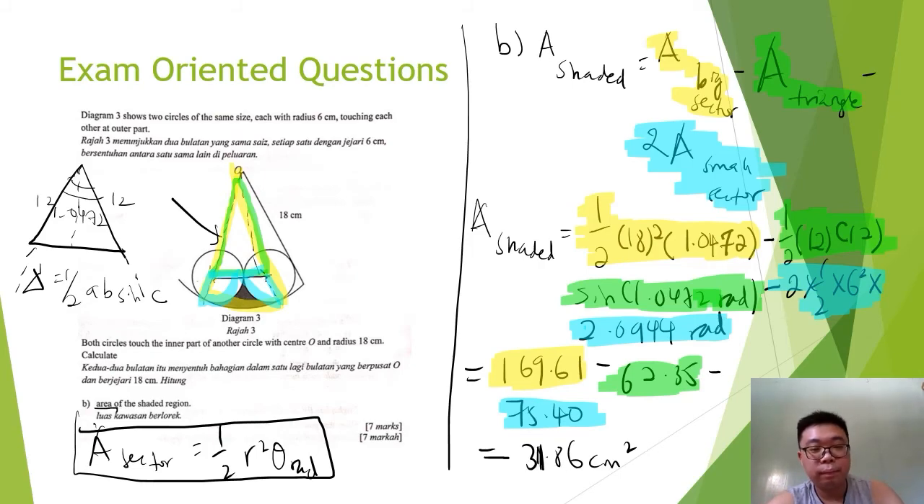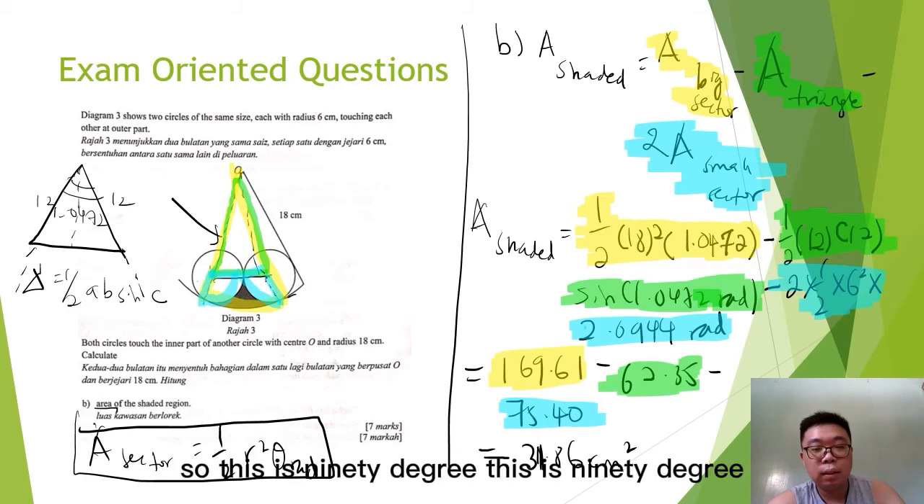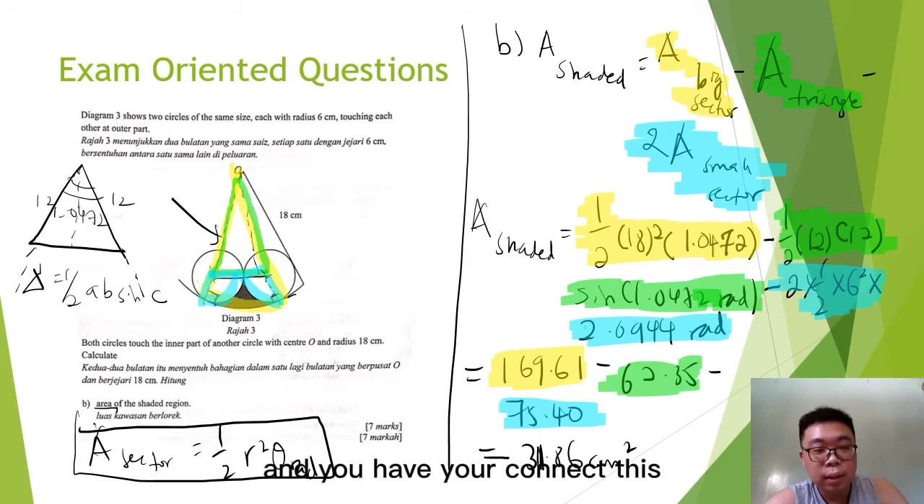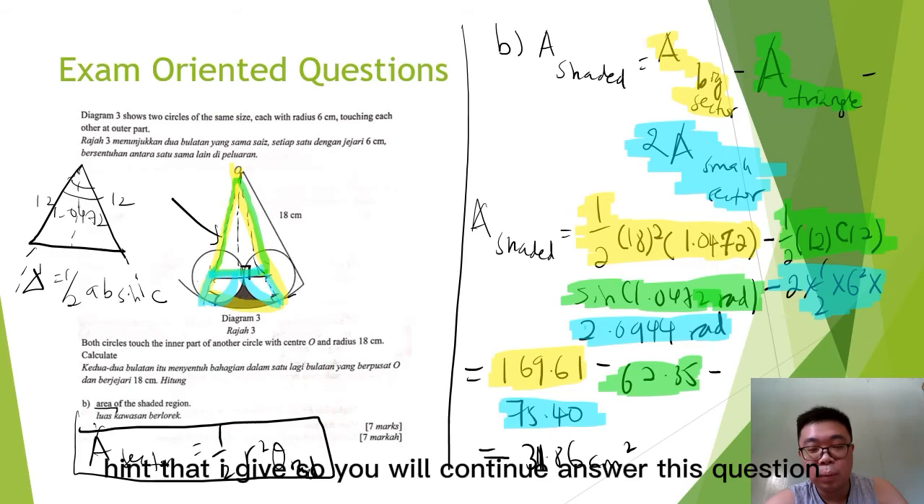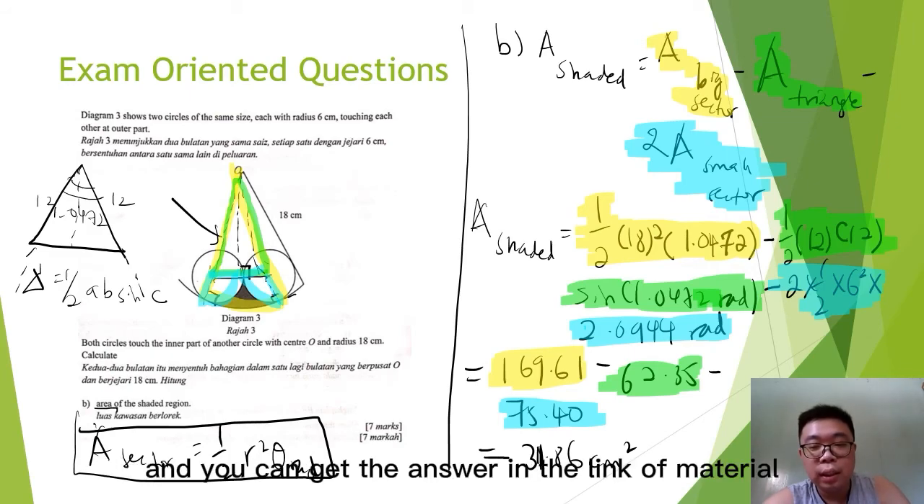Okay, so this is 90 degree, this is 90 degree, and you will connect this one. All right, then you connect this one here. This is 90 degree. Okay, this is the first hint that I will give. So you will continue answer this question, and you can get the answer in the link of material that I will attach later.